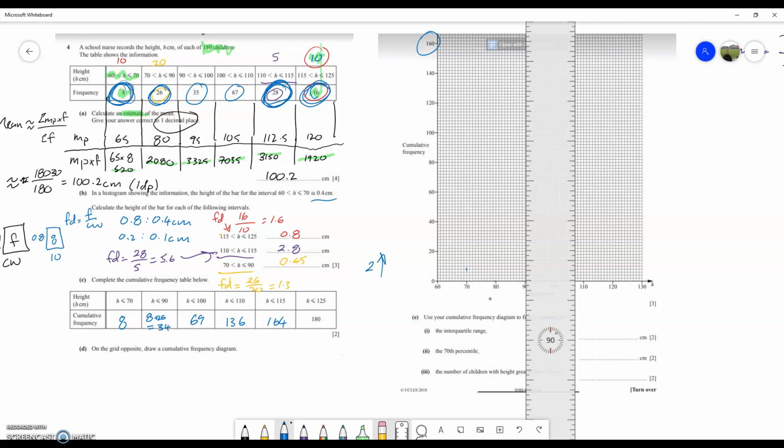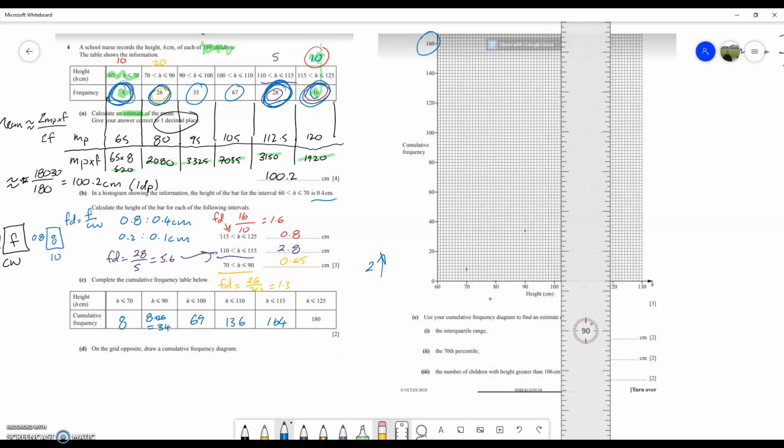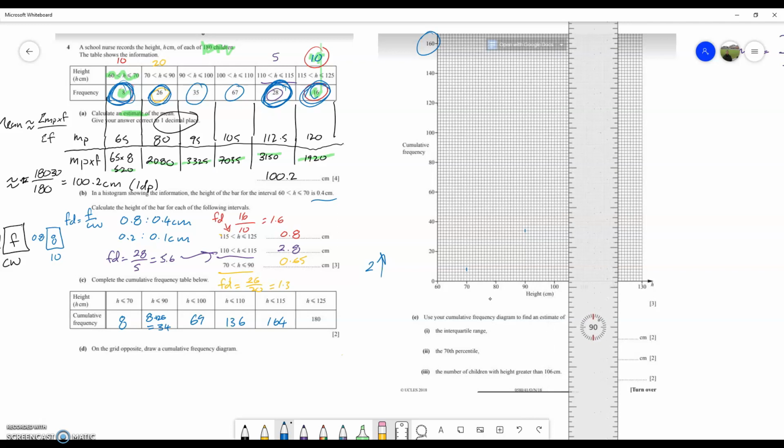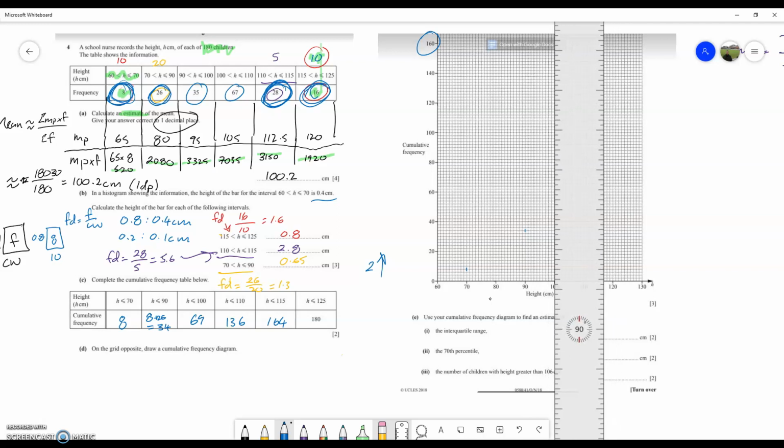Then we're going to move on to 90, and we're going to put 34. That means it's going to be 3 from the top. So across there, 3 to the top: 1, 2, 3. So we need to put a point there. And you can go along and mark your points. So 69 for everything below 100.